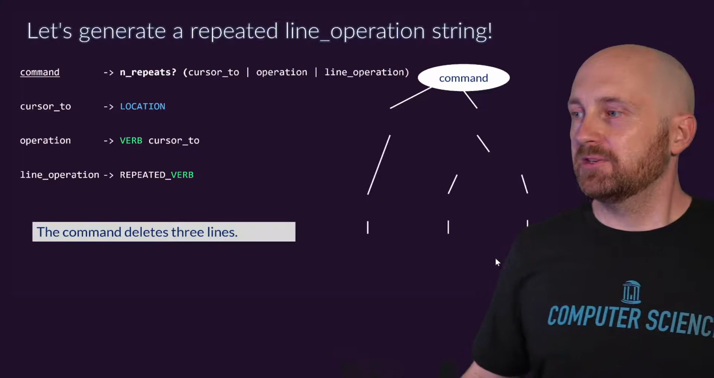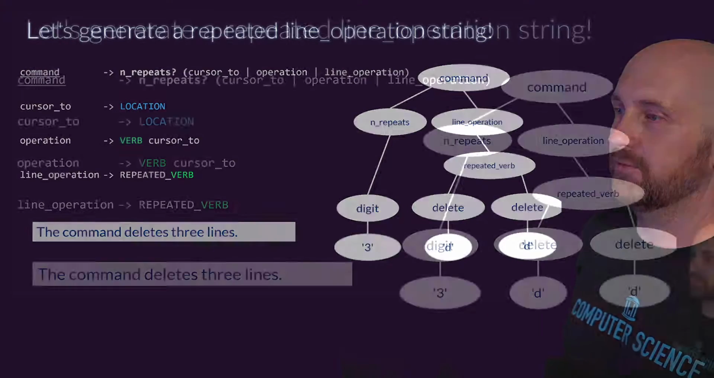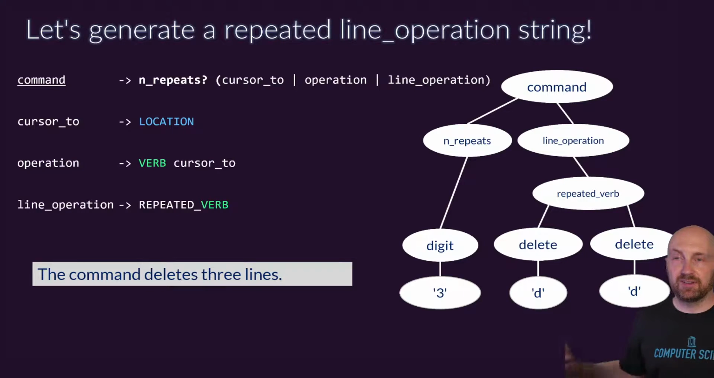So we can also generate a line operation, and the parse tree would look something like this, where let's say we wanted to delete 3 lines. Well, we form a command. We're going to repeat this 3 times. So the n repeats would have a digit 3, and then the line operation would be a repeated verb, dd. All right.